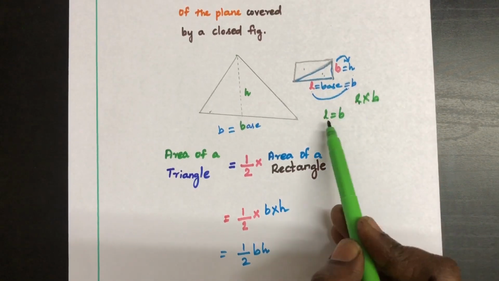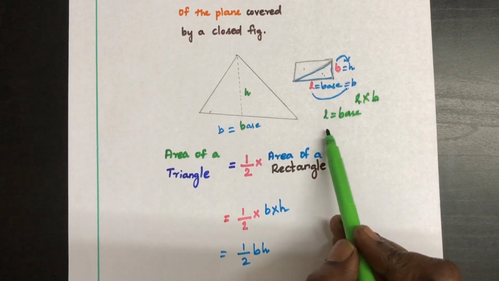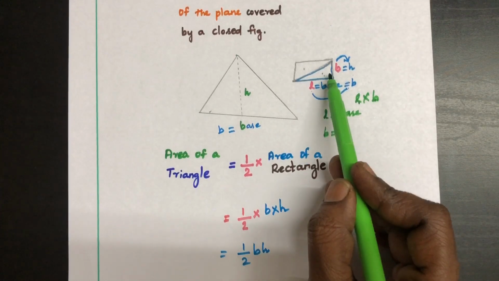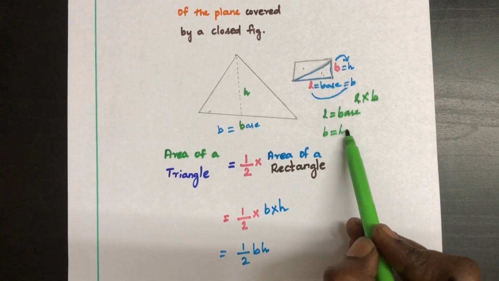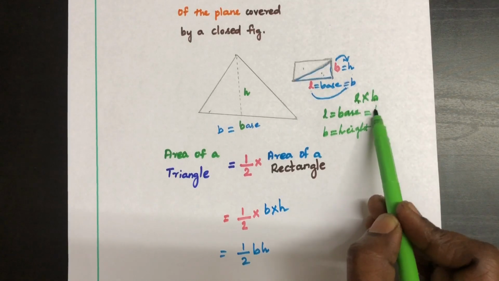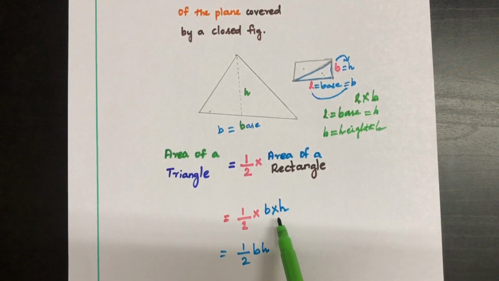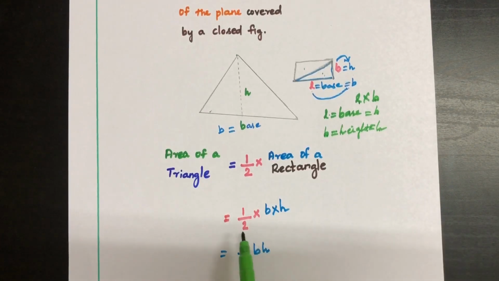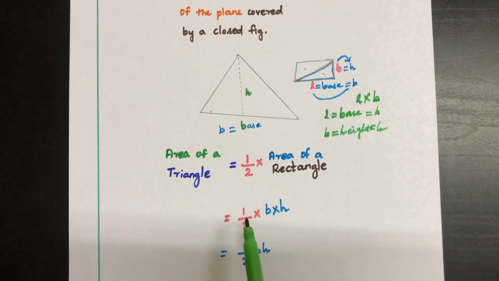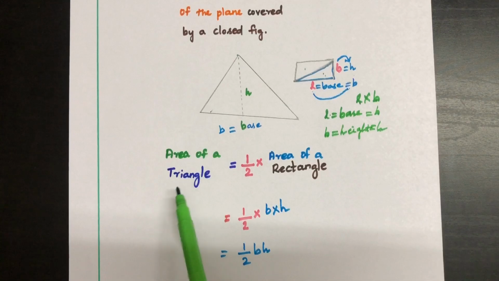Instead of L, we take it as base. Instead of B, that means the breadth of the rectangle, we take it as height, H. This is B. So instead of L into B, you can give B into H here. So half BH is the area of a triangle. Half of the area of a rectangle is the area of a triangle.